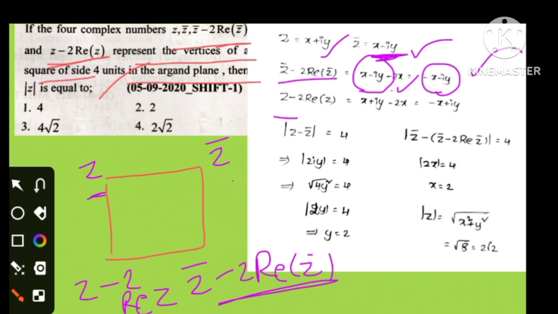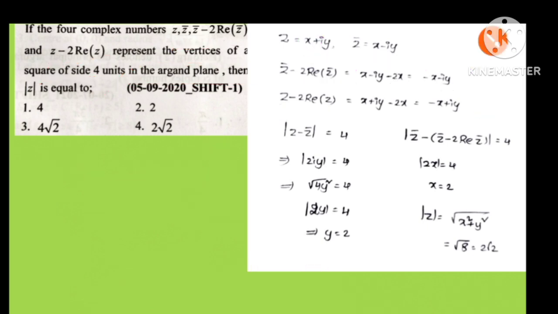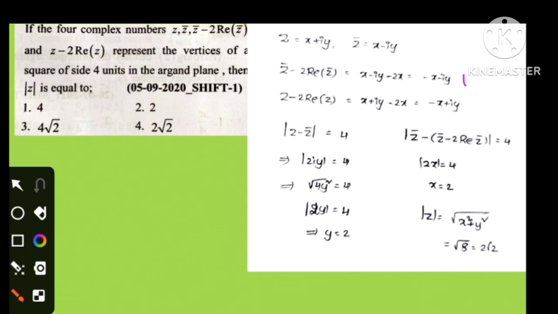And the last complex number, z minus 2 into real z. What is the z value? x plus iy minus 2 into real z. Real z is equal to x. So you get the complex number as minus x plus iy. Take the simplification of the complex numbers here, and you get the complex numbers like that.